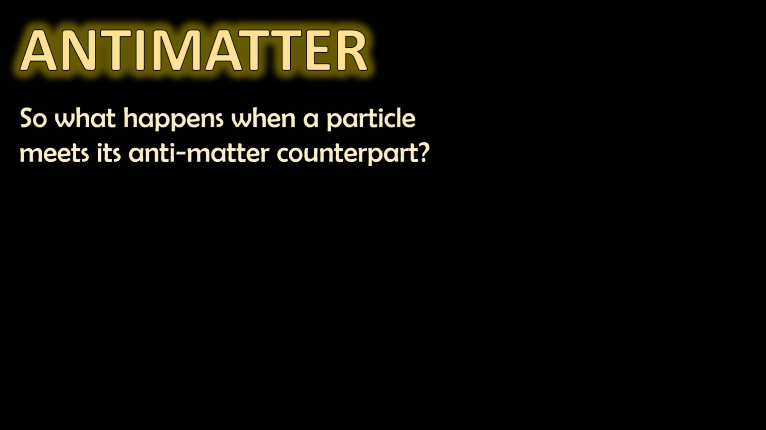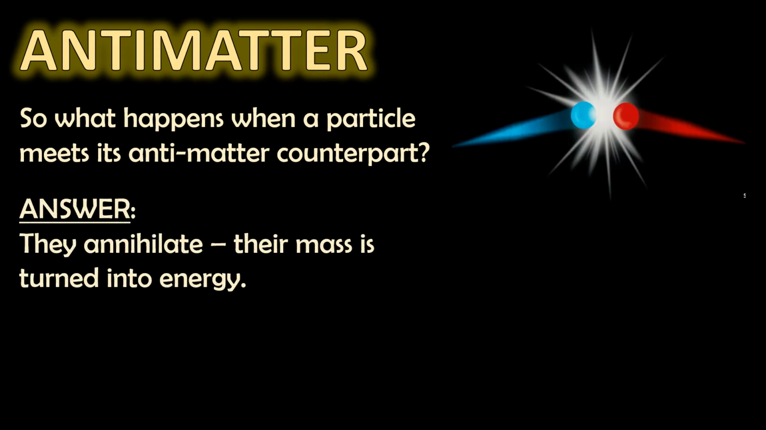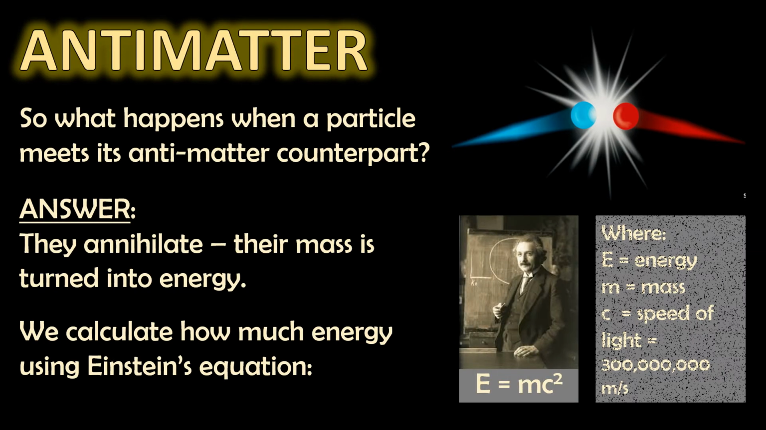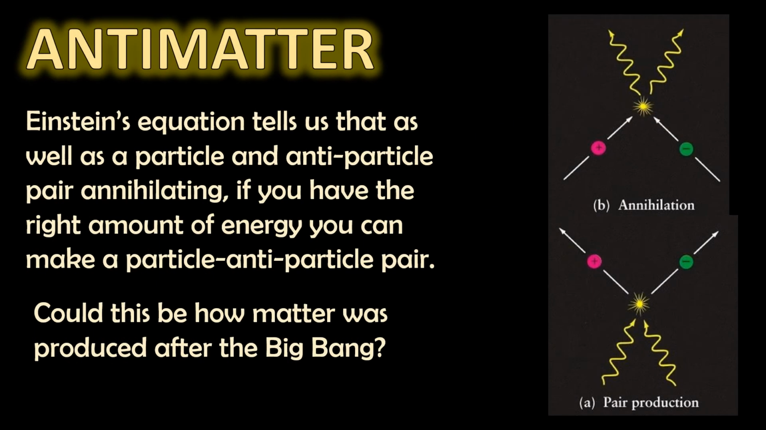So what happens when a particle meets its antimatter counterpart? Well, the answer is they annihilate and their mass is turned into energy. And we can calculate how much energy that is using Einstein's equation E equals mc squared. E is the energy, m is the mass, and c is the speed of light, which is 300 million meters per second. Einstein's equation tells us that as well as a particle and antiparticle pair annihilating, which you can see in the diagram on the top right, if you have the right amount of energy, you can also make a particle-antiparticle pair, which we see in the bottom diagram.